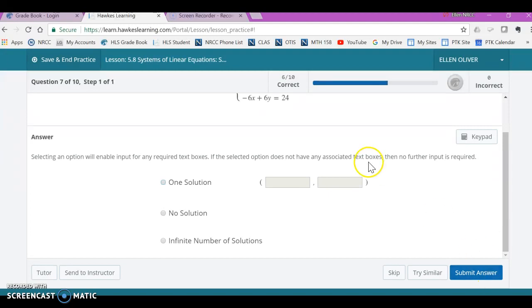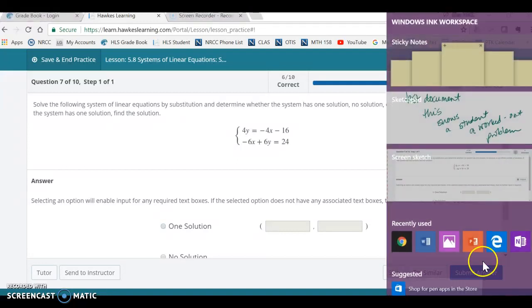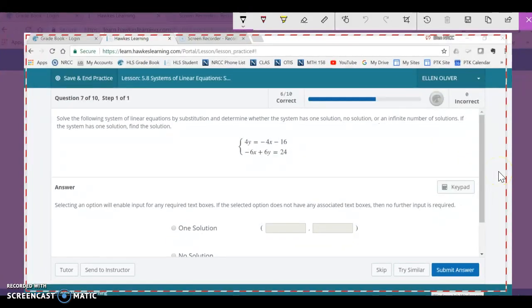Maybe I have time for one more. All right, this one is almost as simple. If you divide that first equation by 4, you'll get y equals negative x minus 4, right? I divided by 4, this equation. So y equals negative 1x minus 4. All right, and then I substitute that into here.